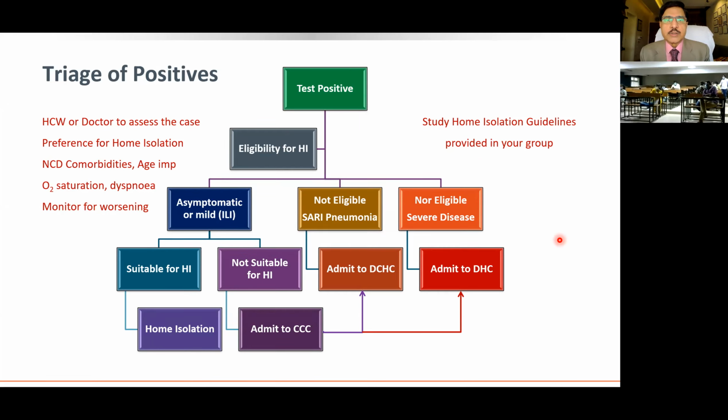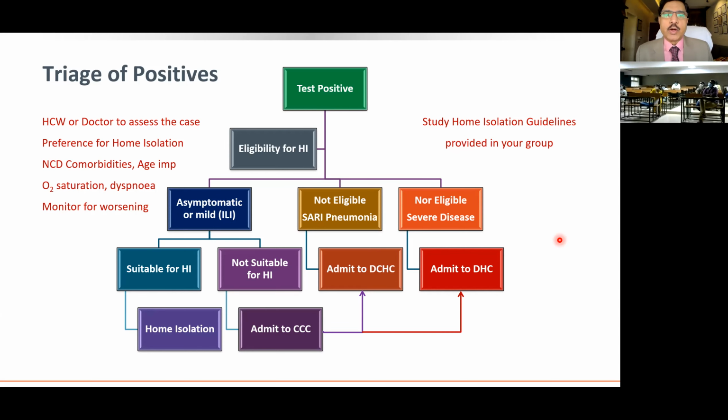So those who are test positive or those with strong CT or X-ray suggestive findings with symptoms, they are the cases. They have to be first assessed by the doctor or healthcare worker for eligibility for home isolation. If they don't have comorbidities, their age is less than 65, oxygen saturation is good, there is no dyspnea, such a patient can be offered home isolation, provided they have the facility to keep the patient away from the rest of the family members.